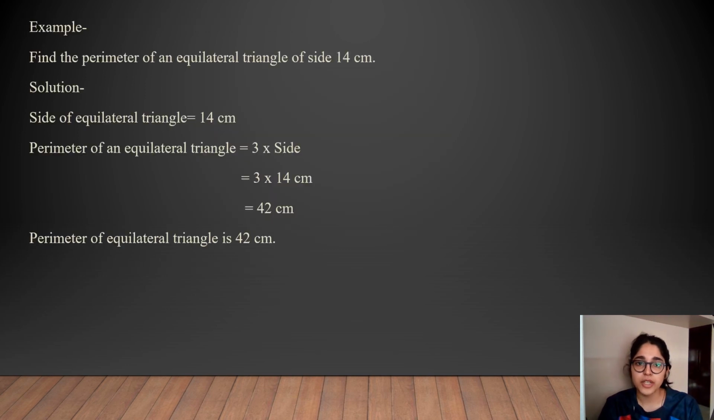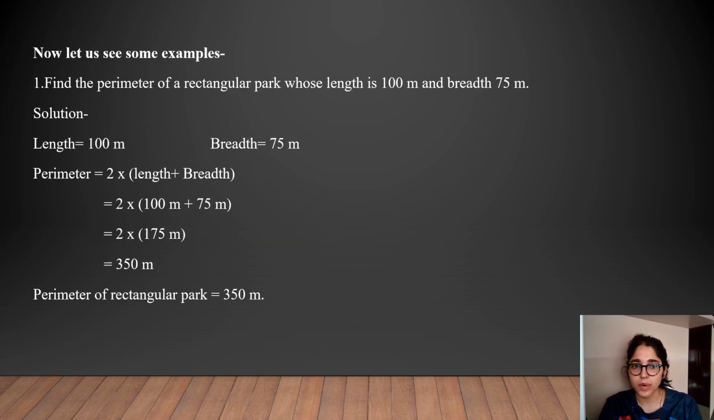So if we have an equilateral triangle of side 14 centimeter, the calculation of the perimeter will be 3 multiplied by the side, which is 3 into 14. So we have the answer as 42 centimeter. Therefore the perimeter of the equilateral triangle over here is 42 centimeter.